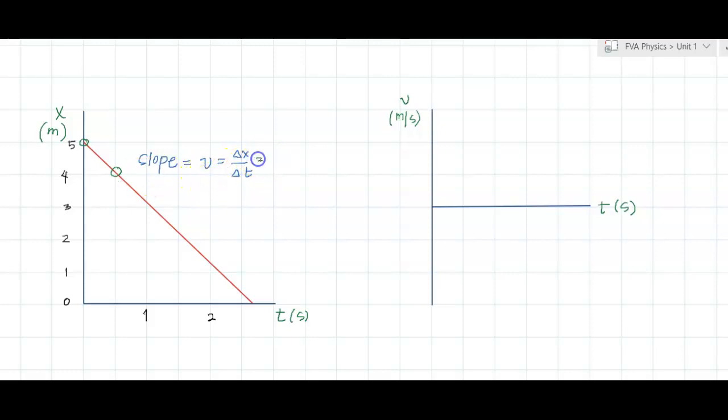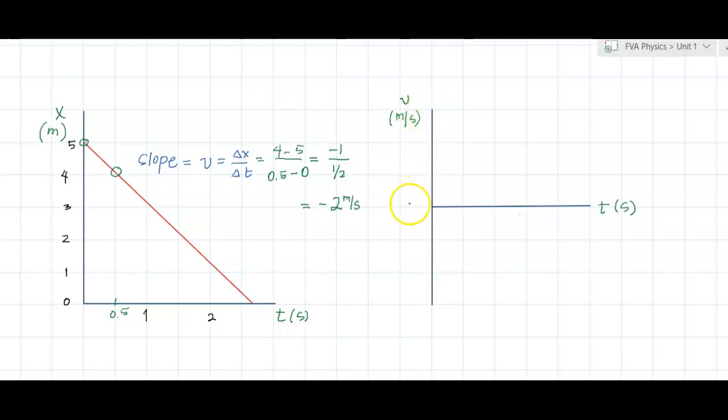So my final position is 4, my initial position is 5, divided by my final time, well, this would be 1/2 second, so 0.5, minus the initial time of 0. This would be -1 over 1/2, and that would give us -2 meters per second.